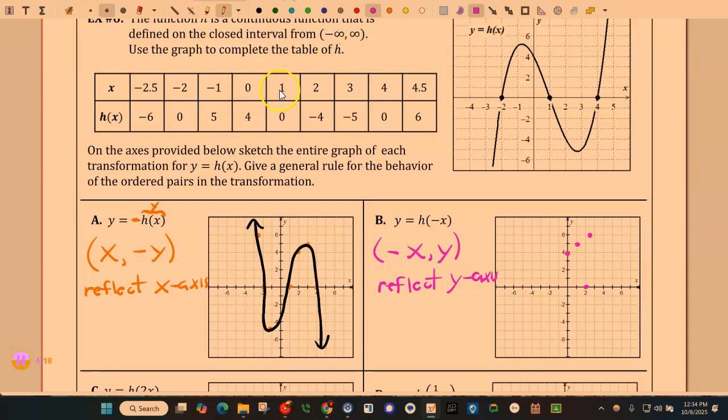Okay, we have, see here, 1, 0 will become negative 1, 0. 2, negative 4 will be negative 2, negative 4. And we'll have negative 3, negative 5. And we'll have negative 4, 0. And lastly, we'll have negative 4.5, comma 6.